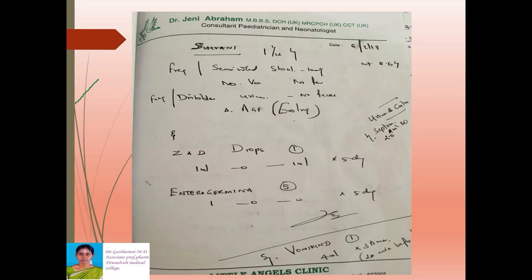So this is a case history of a 1.5-year-old baby who came with a history of frequent dribbling of urine. Also, she had frequent passage of semi-solid stools, and was diagnosed with acute gastroenteritis. The pediatrician advised the parents to do a urine culture and sensitivity, and asked them to give zinc drops and Enterogermina, which is a probiotic, and if vomiting is there, to start syrup vomiting.